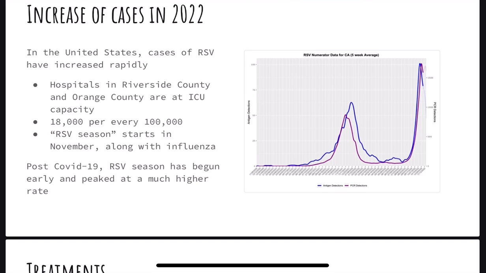It's estimated about 18,000 per every 100,000 people have RSV. So a very high amount, and that's even shown in the graph to the side. We see that very large peak of RSV cases. This is specifically for California, but we're definitely seeing this across the United States.